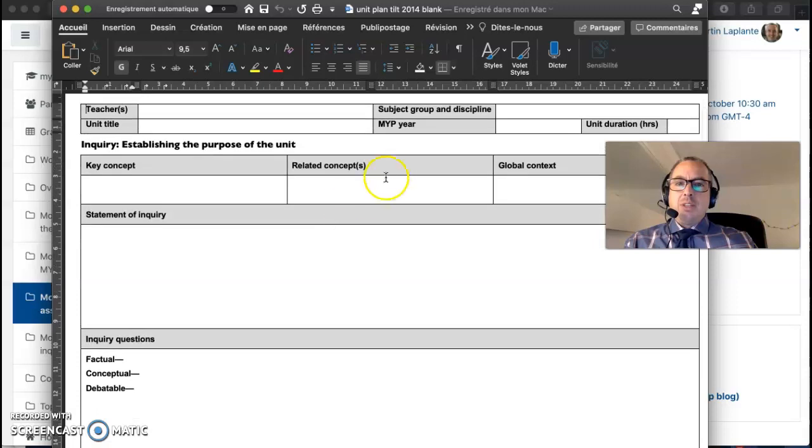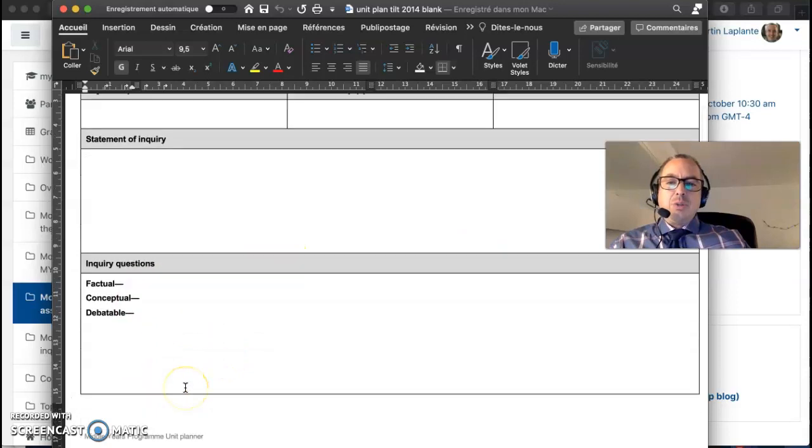So if I go to the inquiry section, establishing the purpose of the unit, we have identified a key concept, related concepts, a global context which helped us to do the statement of inquiry, and we've made statements of inquiry. So here in the statement of inquiry, you can also put the conceptual understanding if you want, and then the statement of inquiry, or only the statement of inquiry. So that's something we want to fill out for now. So that part we've done already. The inquiry questions we'll go back to later.